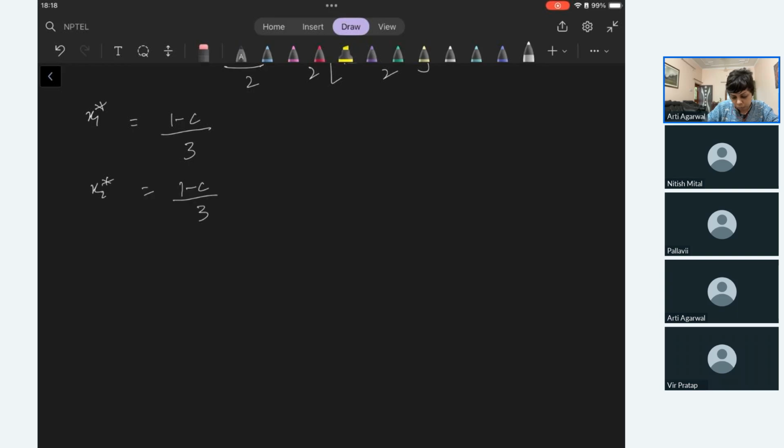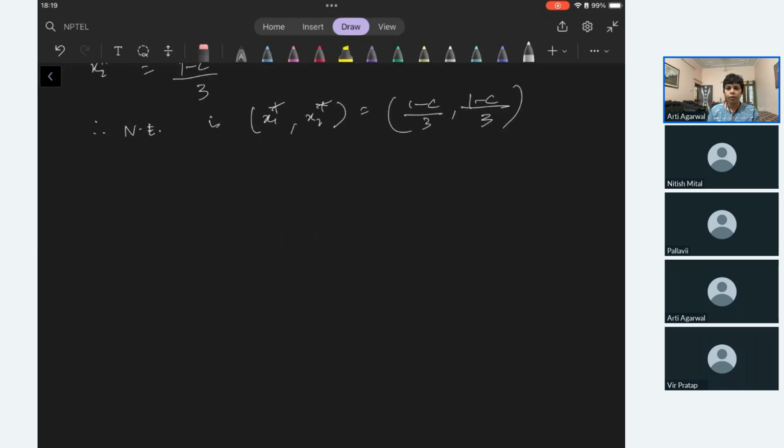Therefore, the equilibrium is x1 star comma x2 star equal to 1 minus c by 3 comma 1 minus c by 3. So this is fairly straightforward, more like a recap of what was discussed in the class, but in a slightly different situation.